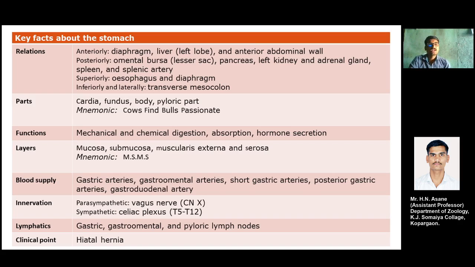Then the clinical point, that means the disabilities or diseases of the stomach, which is the hiatal hernia. Have you heard about the hernia? Hiatal hernia is a disease of the stomach.